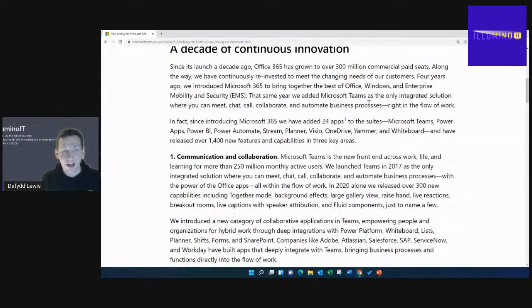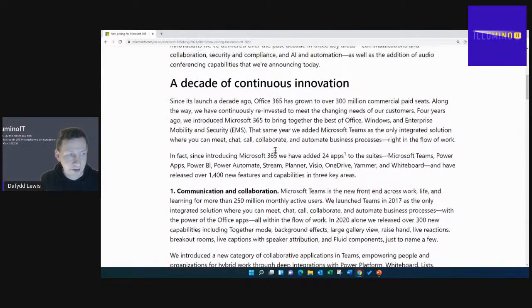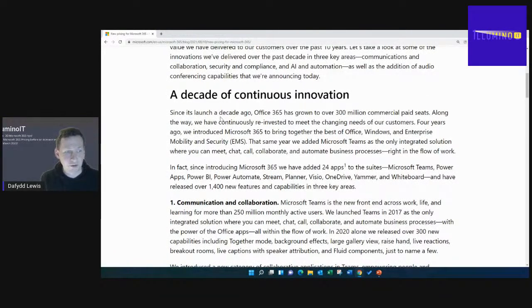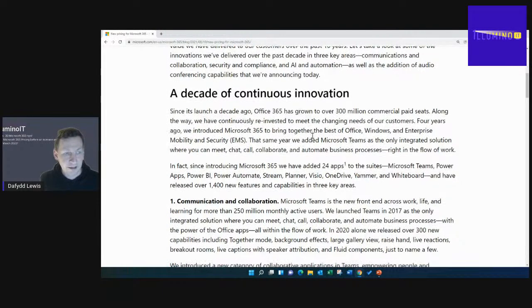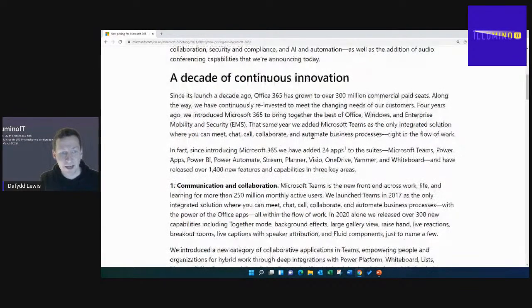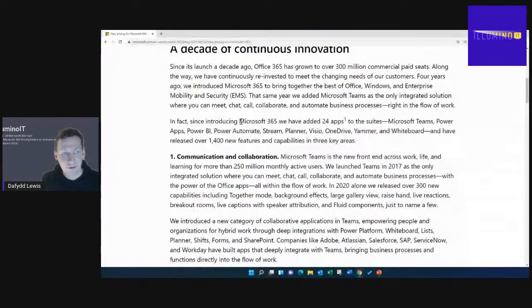But I do think that the value you get from Microsoft 365 is still exceptional, and there have been a lot of improvements and additions to the Microsoft and Office 365 offering since it was released in 2011. Here we see that since its launch a decade ago, it's grown, and so many apps have been added since that introduction. They've added 24 apps.